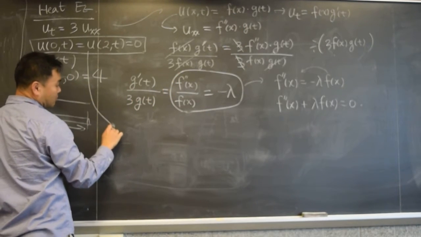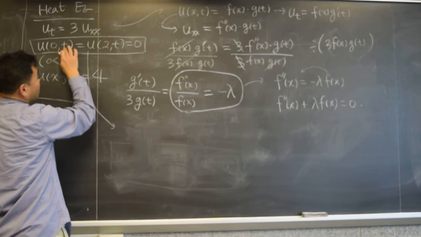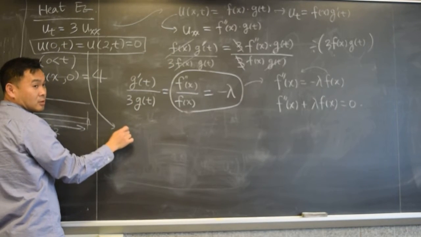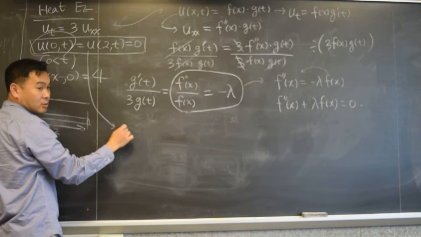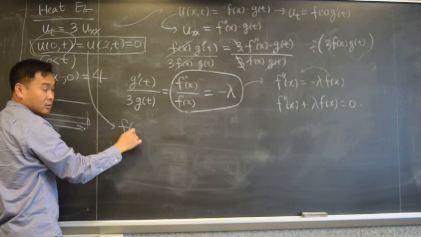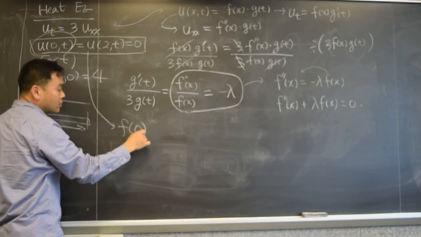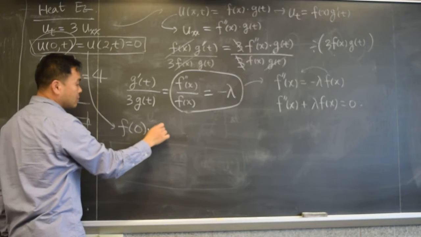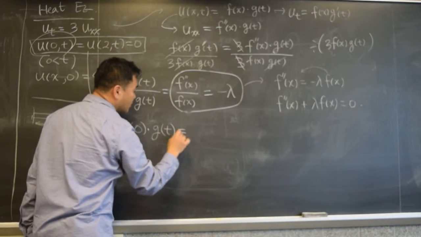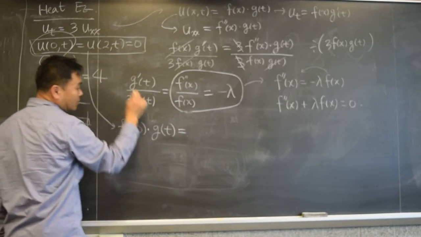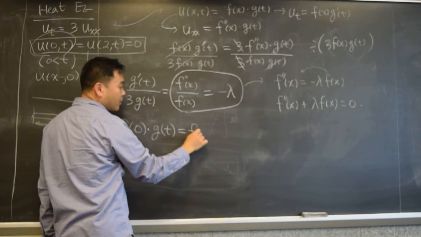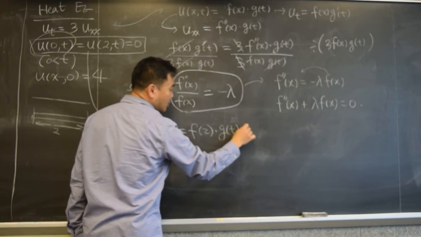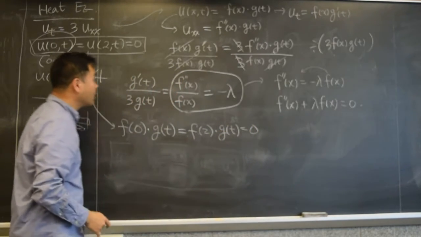Now is the time to apply that, which is saying: what is u(0,t) if u(x,t) is this? So this one says, what's u(0,t) if u(x,t) is f(x) times g(t)? What is this equal to? 0. f of 0 times g of t, okay? And what is u(2,t)? f of 2 times g(t). And they both have to equal 0, right? It says 0.